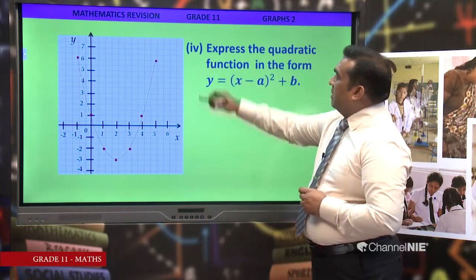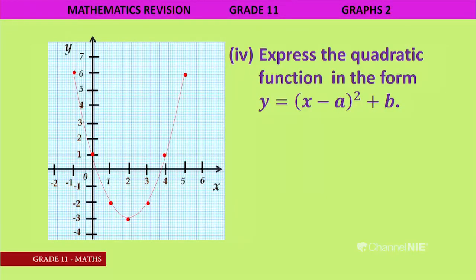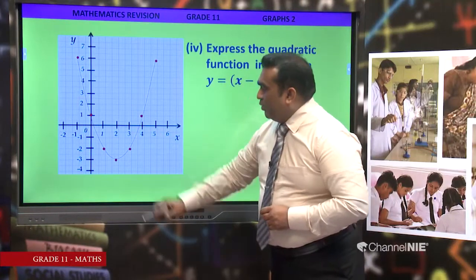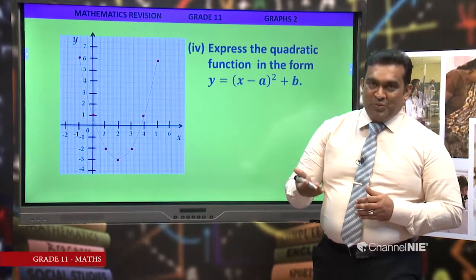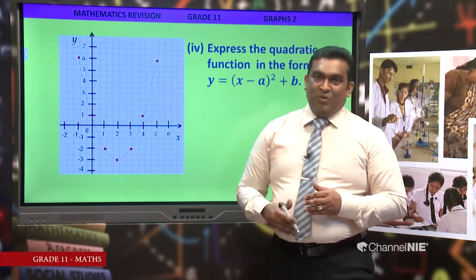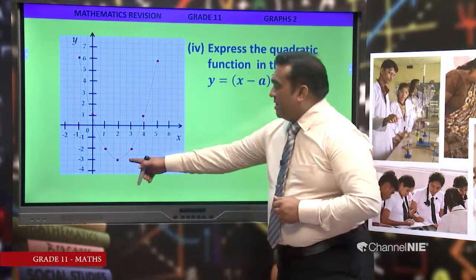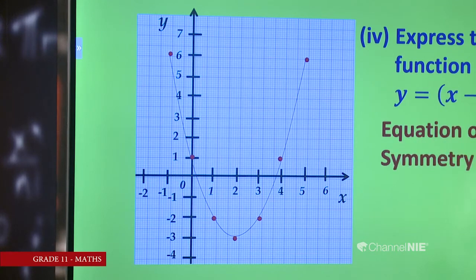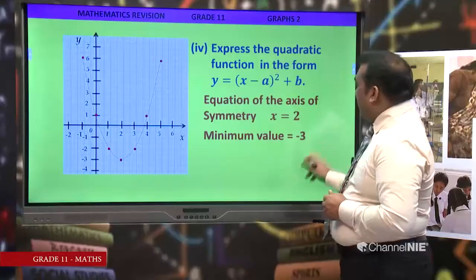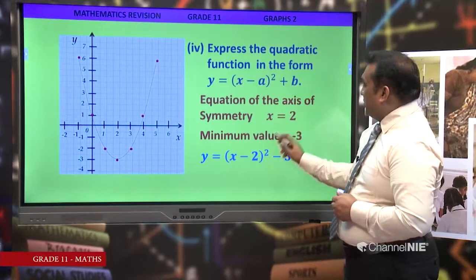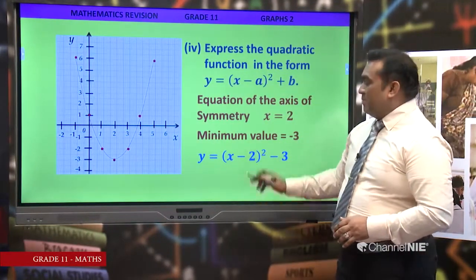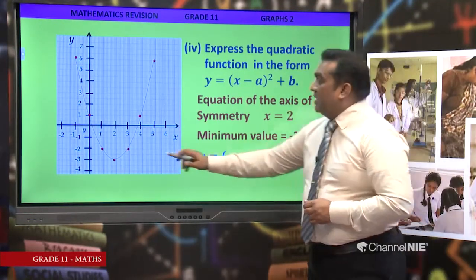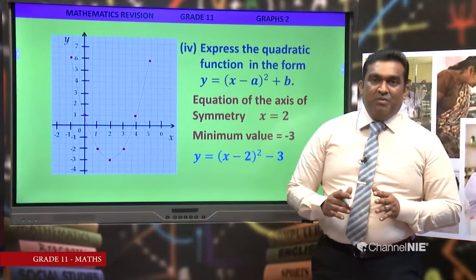Okay. Now, part 4. Express the quadratic function in the form y equals x minus a squared plus b. Can you remember in our last question, find out the equation of axis of symmetry, x equals 2. X equals 2 here, then minus 2. When writing the equation, plus 2 will be converted into minus 2. And the minimum value minus 3. Equation of the axis of symmetry x equals 2, minimum value is minus 3. Now, y equals x here plus 2, no? Then you have to put minus 2. Then y equals x minus 2 squared minus 3. The minimum value does not change.